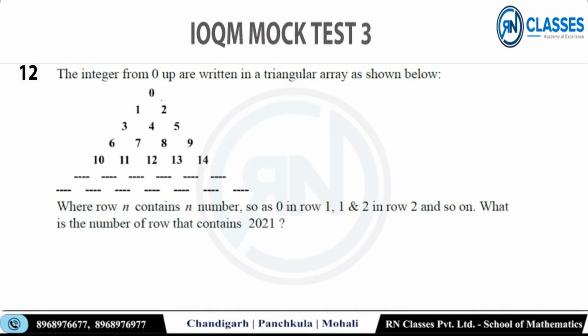The integers from 1 up are written in a triangular array. मतलब कि ये फर्स्ट रो आ गई, ये सेकंड रो आ गई, ये थर्ड रो आ गई, ठीक है। Where row n contains n numbers, so that 0 in the first row, 1 and 2 in the second row, and so on. What is the number of the row? Okay, so let the number of rows be n. Contains 2020 to 2021.